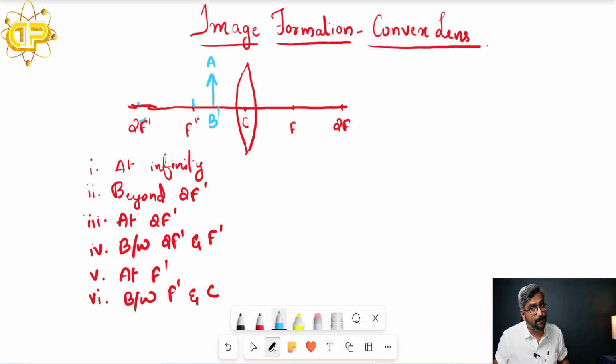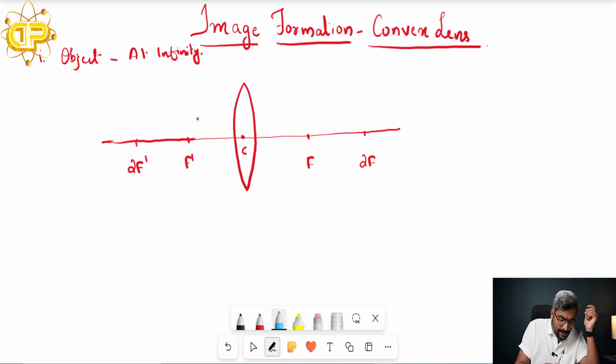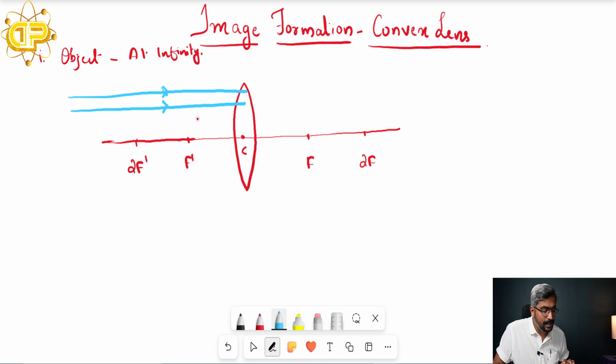The first case: if I place the object at infinity, where will I get the image? Let us see, and what are the properties of the image formed? So here comes the first case, when the object is placed at infinity. In the previous session on mirrors, we had already discussed that if an object is placed at infinity, then the rays coming from that point will be parallel to each other. It is not necessary that they be parallel to the principal axis, but the rays will be parallel to each other. For our convenience, we take the rays as parallel to the principal axis also.